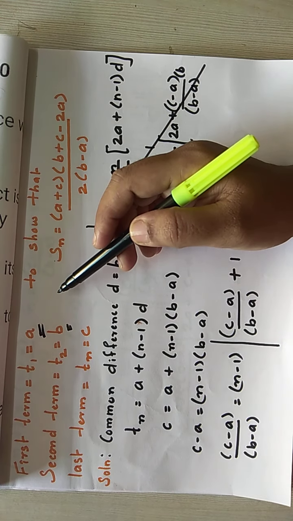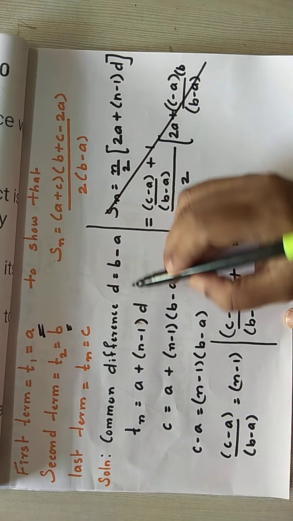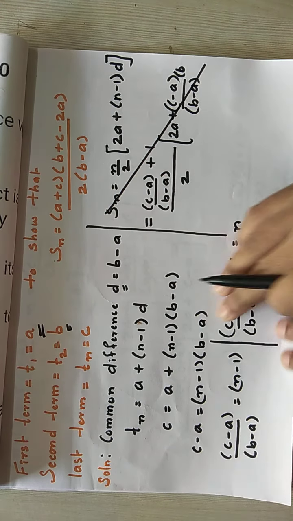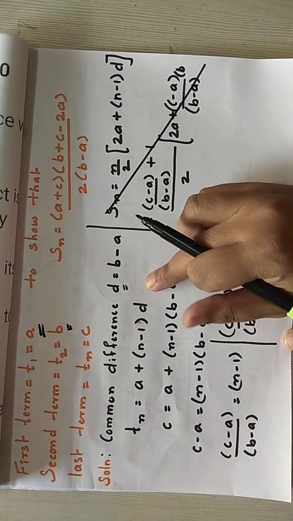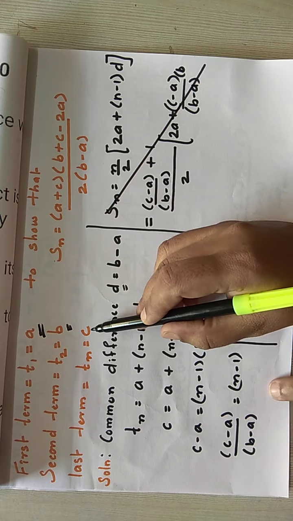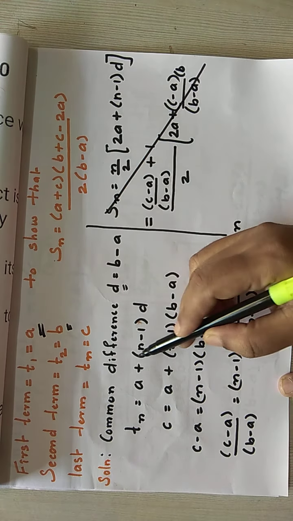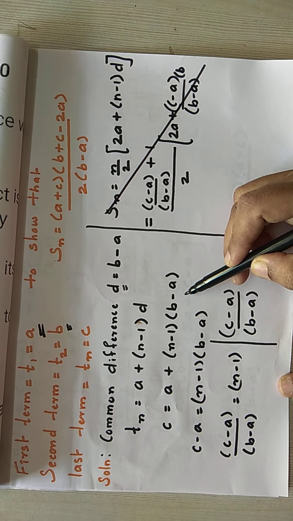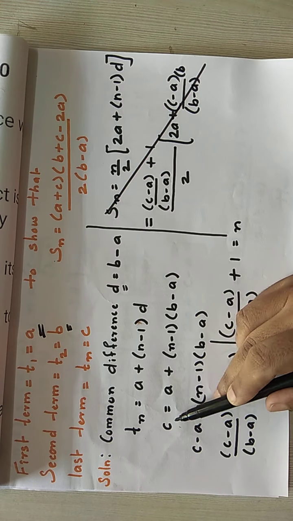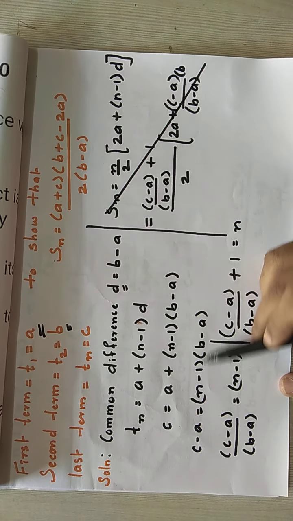We subtract the consecutive terms. So the second term and the first term, if we subtract, we'll get common difference D. D will be B minus A. So the Tn formula is A plus (n minus 1)D, whereas the nth term is C. So I substitute C over here in place of Tn: A plus (n minus 1), common difference is B minus A. So C, this A goes on the other side, will become C minus A equal to (n minus 1)(B minus A).